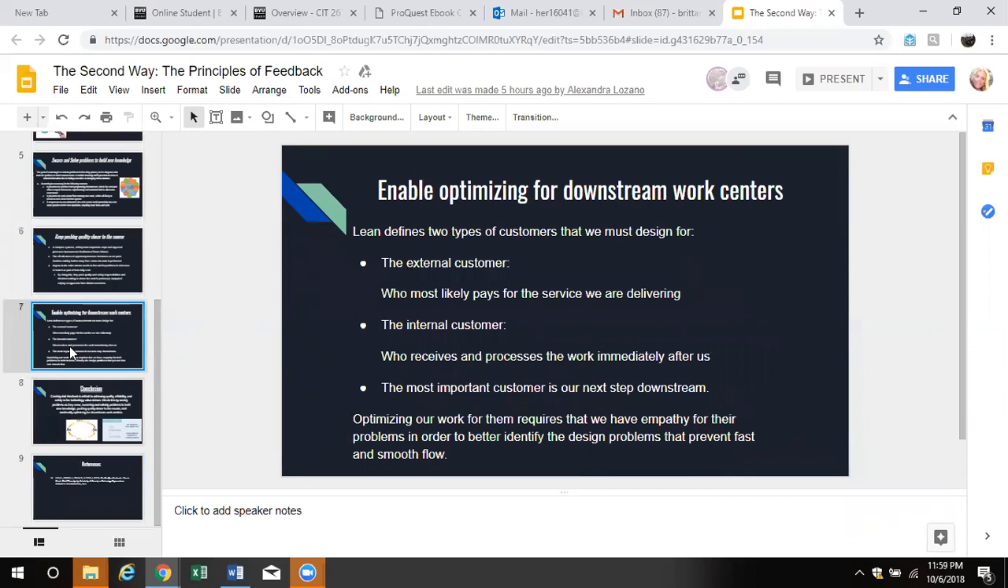So Lean defines two types of customers, the external customer and the internal customer. The most important is the next step downstream. The external customer most likely pays for the service. The internal customer receives and processes the work immediately after us. Optimizing our work for them requires that we have empathy for their problems in order to better identify design problems and prevent other problems.